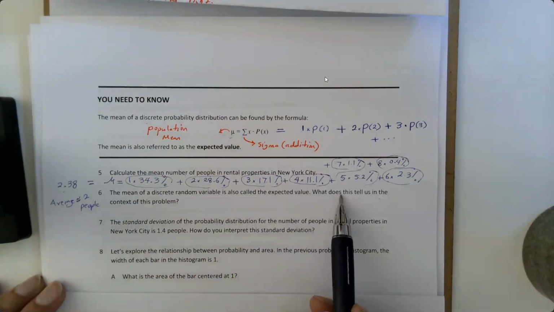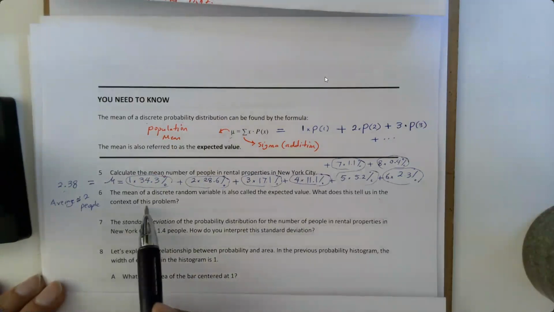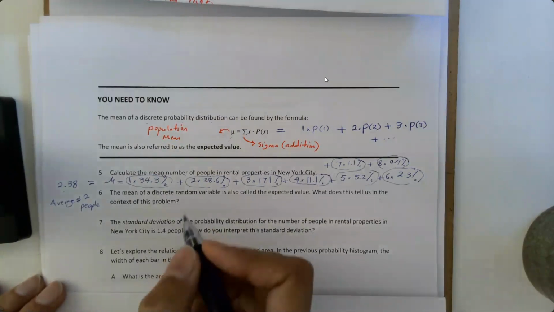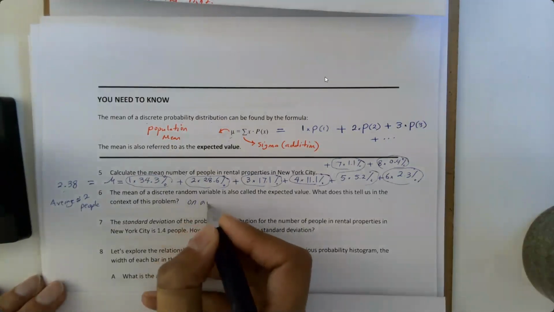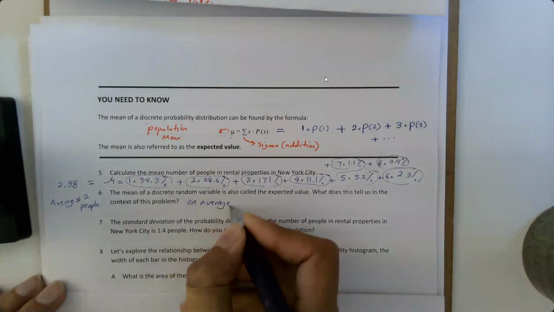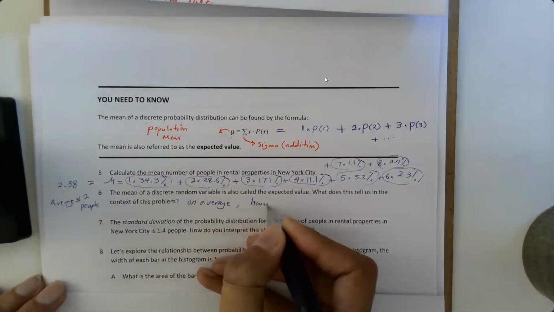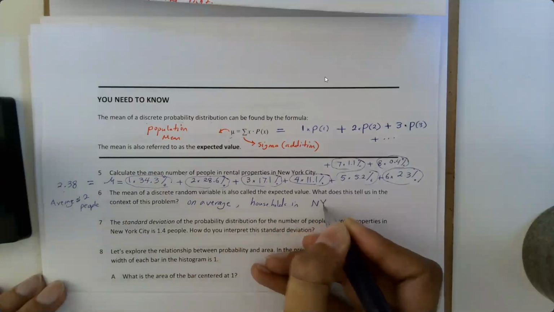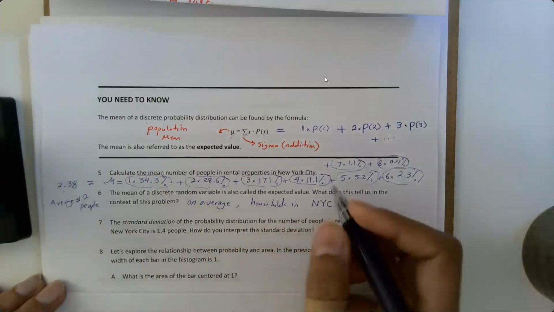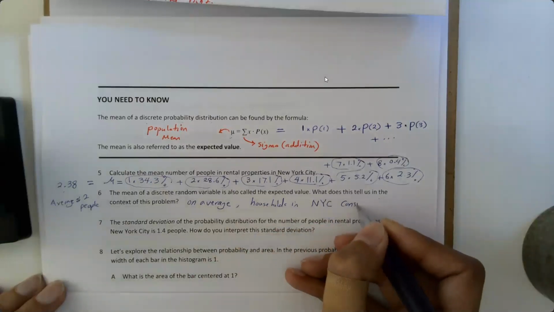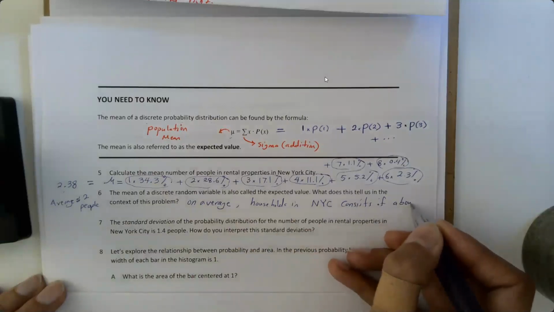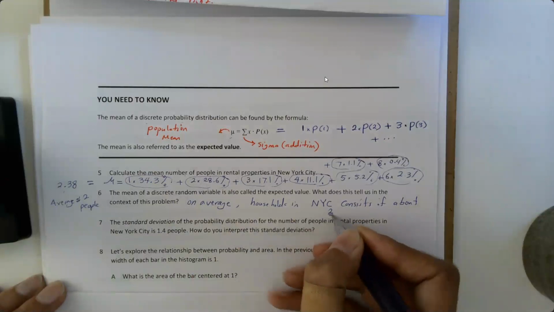What does this tell us in the context of this problem? Well, it says on average, households in New York City consist of about 2 people.